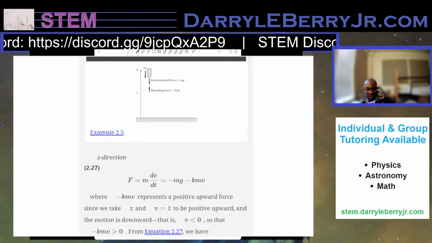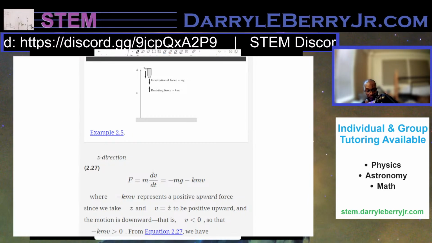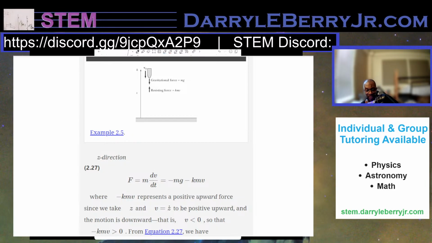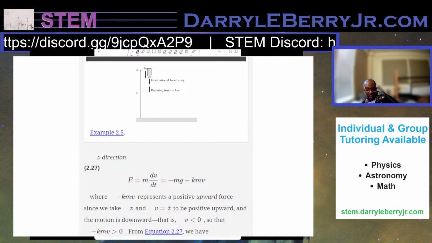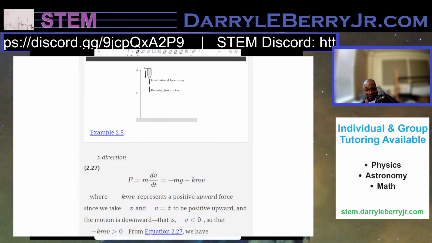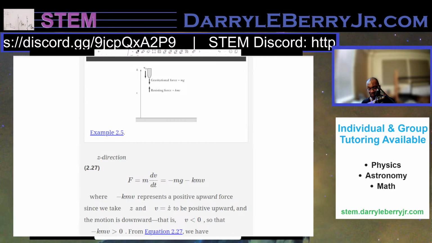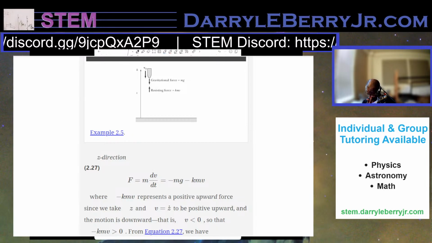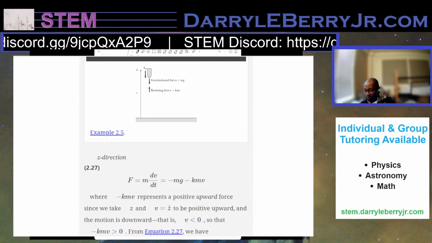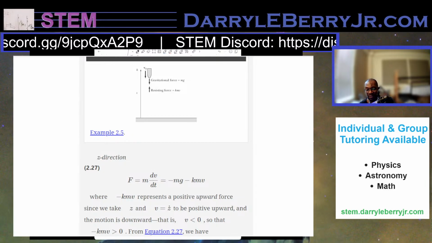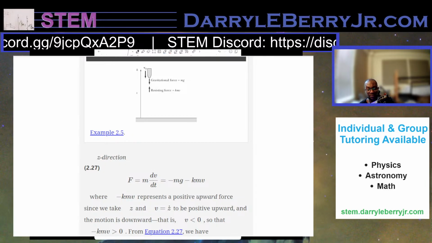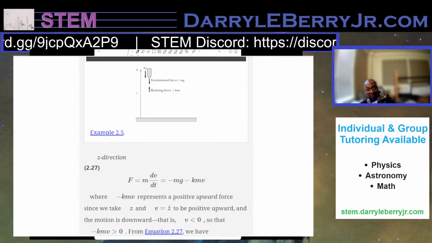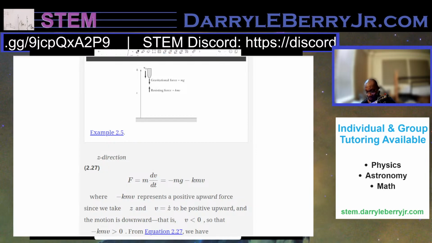Gotcha. But acceleration is downward, so the velocity is downward. So kmv will be opposite the velocity, which is negative v. We just have a v there. So we put a negative in the front. So when you put the negative v in, it becomes positive, which is upward. The counter gravity still seems odd.